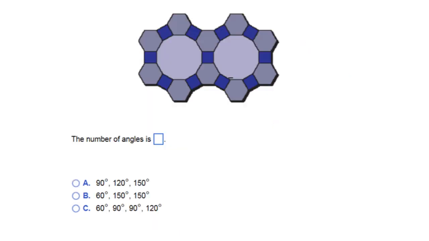Continuing from the previous page, it says the number of angles is 3, and this was part B. And we came up with 90, 120, and 150 degrees. This tessellation is possible. And this concludes the lecture.